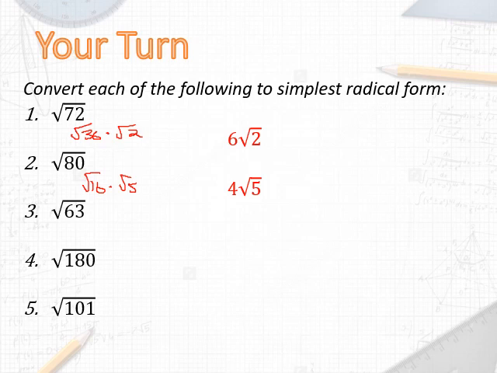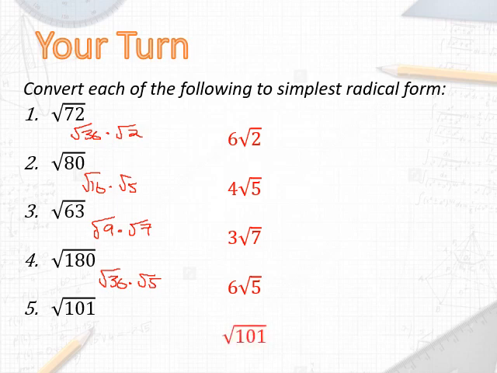So hopefully you guys are seeing the pattern here. 63, you spot it. 3 times 7, so we know 9 times 7 is 63. 9 is a square number, so root 9 times root 7. Square root of 9 simplifies to be 3, so we get 3 root 7. 180, it's going to be 36 times 5, so root 36 times root 5, which is 6 root 5. And then square root of 101, what'd you guys get? It's actually square root of 101. There's no square number that is a factor of 101, so 101 is in simplest radical form.